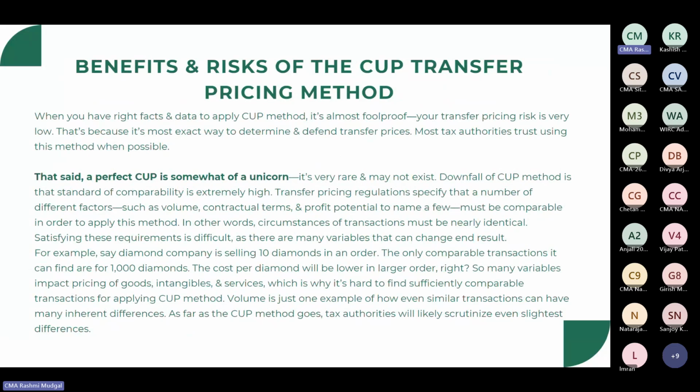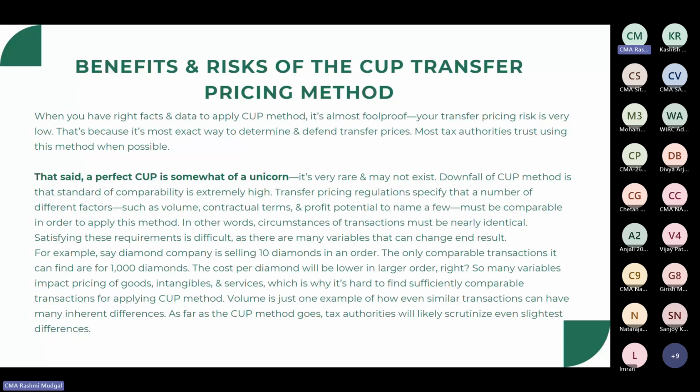Next, we go with the benefits and risks of the CUP transfer pricing method. When you have the right facts and data to apply the CUP method, it is almost foolproof. Your transfer pricing risk is very low. You are not going to be questioned by any authority, because it is the most exact way of determining transfer pricing. Most tax authorities trust this method when possible. But that said, a perfect CUP is somewhat of a unicorn. Why is it a unicorn? It is very rare and may not exist.